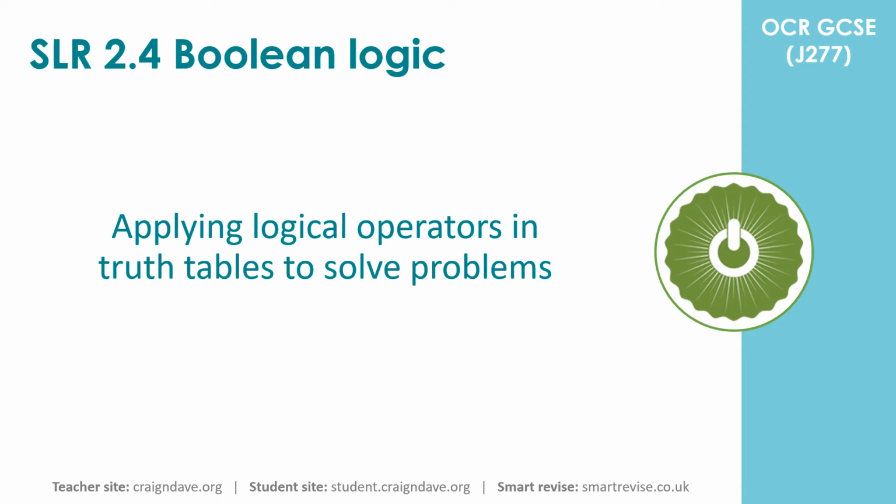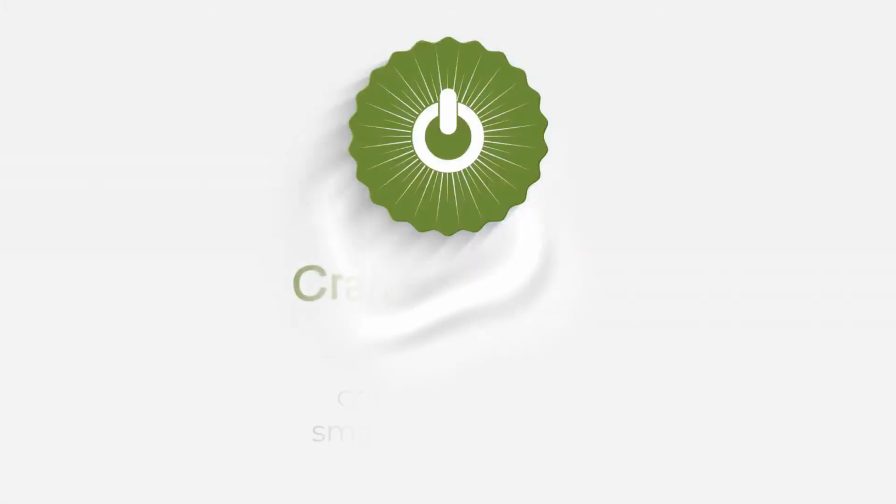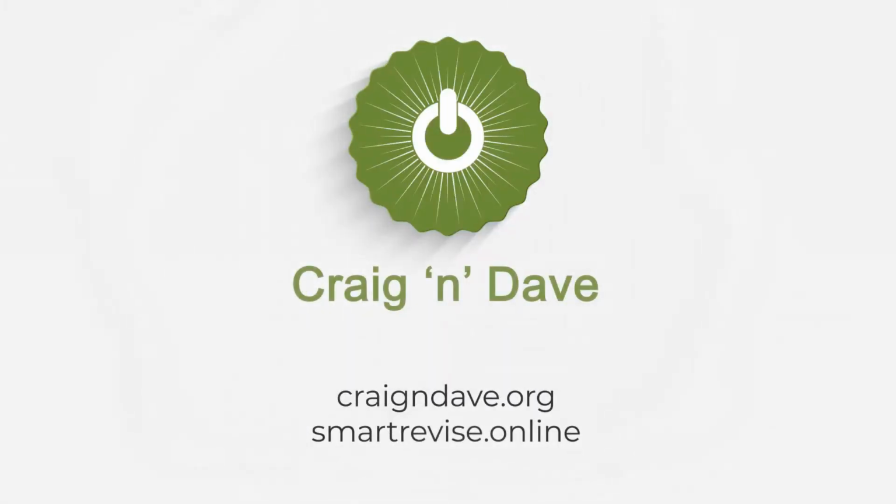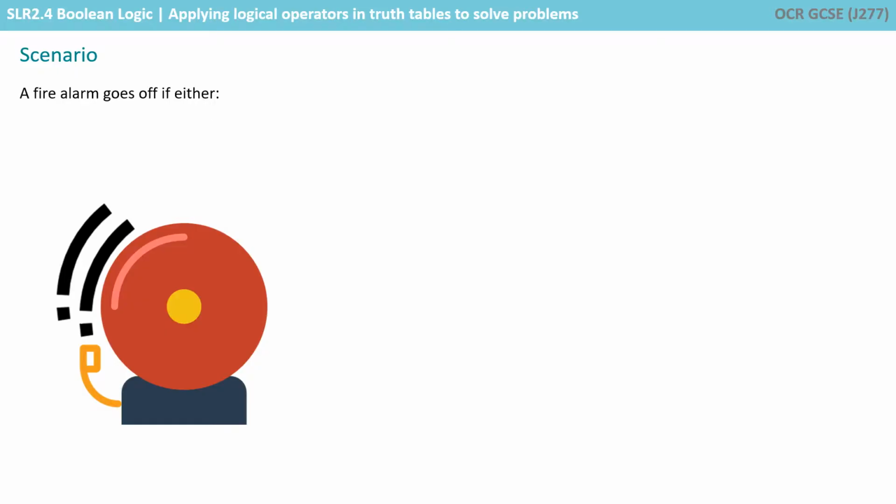So in this final video in the series on Boolean logic, we're going to look at applying logical operators in truth tables in order to actually solve a problem. So it's quite likely in an exam you may be given a scenario, and off that scenario be asked to write a logic diagram, a truth table, or possibly both.